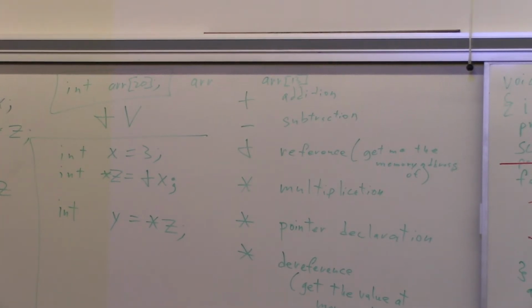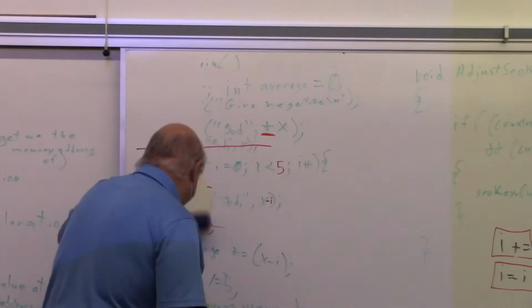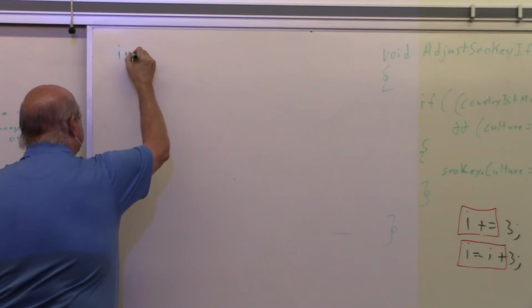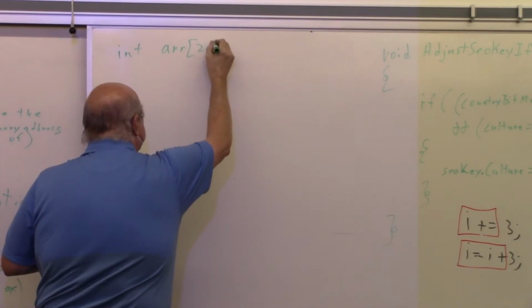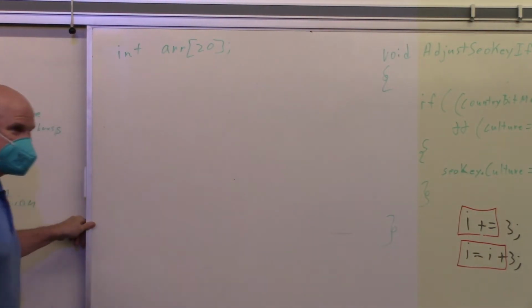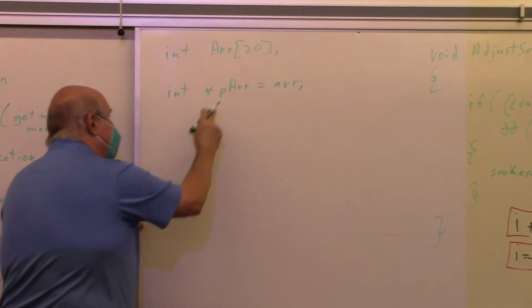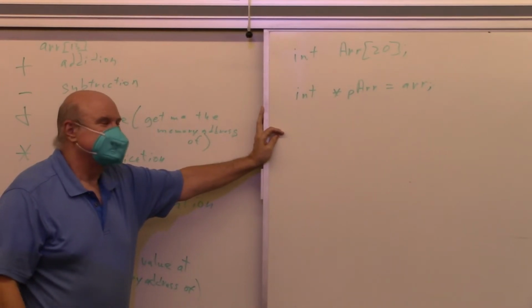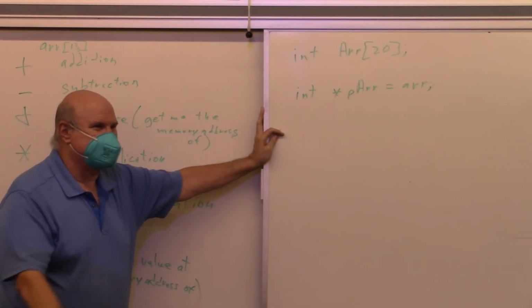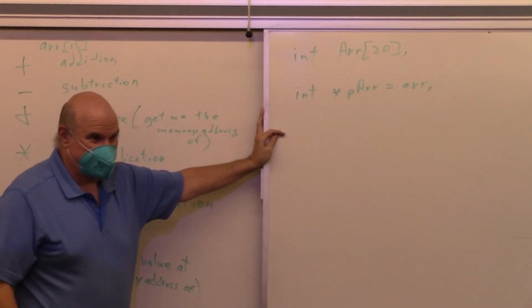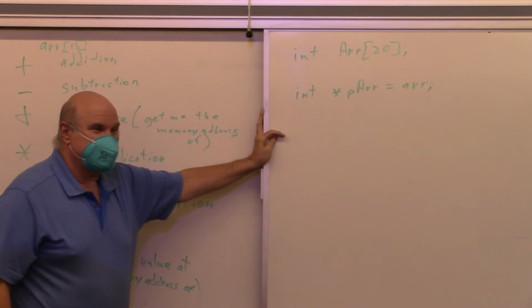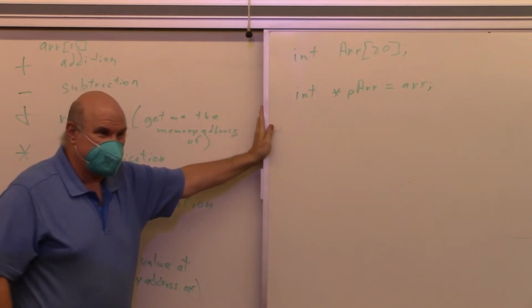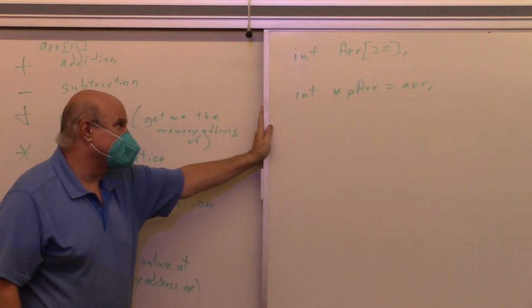How would I do pointer arithmetic? So I say, I've declared an integer array with 20 elements. What does PARR represent? It holds the memory address of the array ARR. Just using PARR, how would I get to the 13th index of the array ARR?